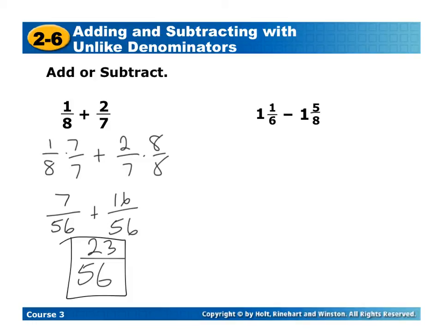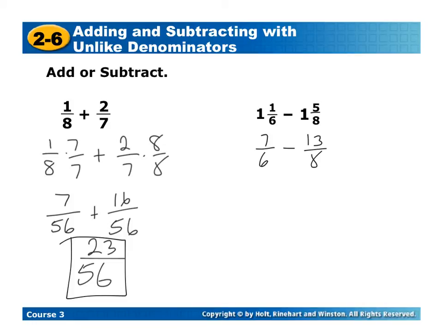Now let's look at an example that has mixed numbers. Because we're starting to delve into the realm of using negative numbers, the most effective way of subtracting mixed numbers is changing them into improper fractions first. So I'm going to do 6 times 1 is 6, plus 1 is 7. So this is actually 7/6. 8 times 1 is 8, plus 5 is 13. So I'm going to do 13/8.